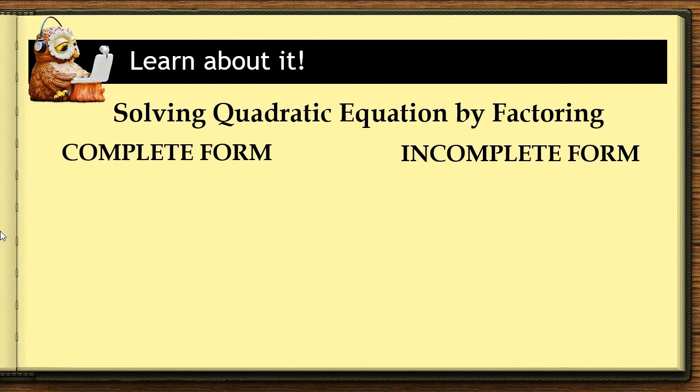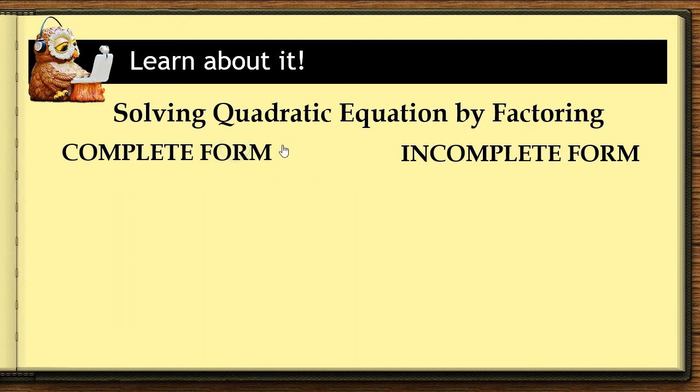There are several methods in solving quadratic equations, but in this lesson, we will focus on factoring. In factoring, you must know first if the equation is factorable because not all quadratic equations are solvable using factoring. Later, we will understand how to identify factorable quadratic equations. But before that, let us learn the complete form and incomplete form of quadratic equations.